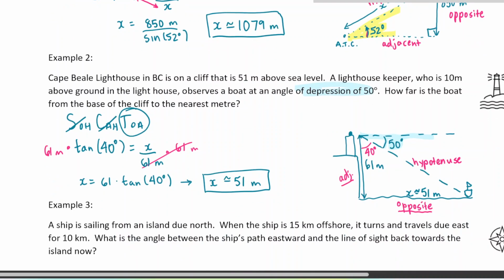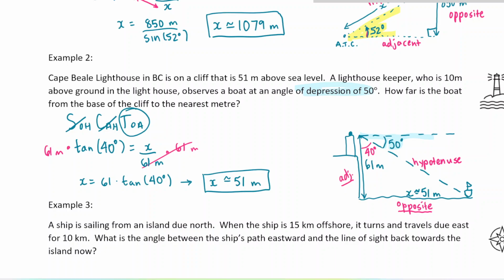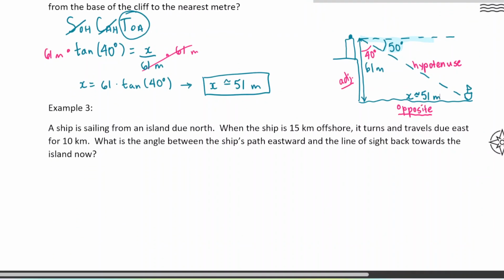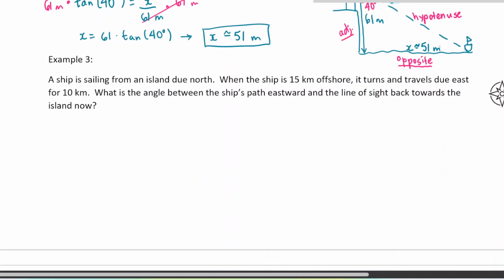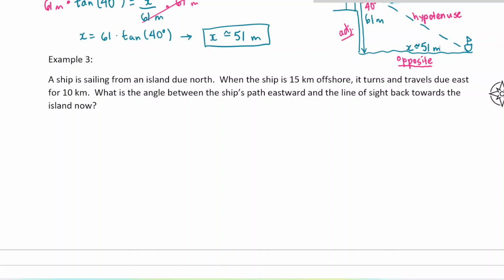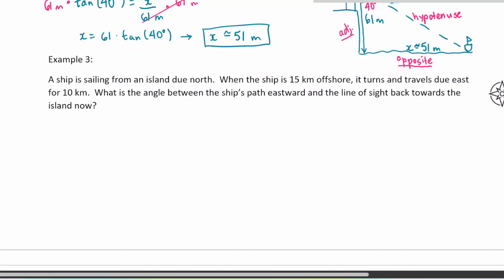Okay. Next example, we're not going to use an angle of depression or elevation. It's going to be sort of a direction-based question based on north, south, east, west. Okay. So this one, the diagram is really important. So it says the ship is sailing from an island due north. So that means it's traveling straight north. And when the ship is 15 kilometers offshore, it turns and travels east for 10 kilometers. What's the angle between the ship's path eastward and the line of sight back towards the island now?